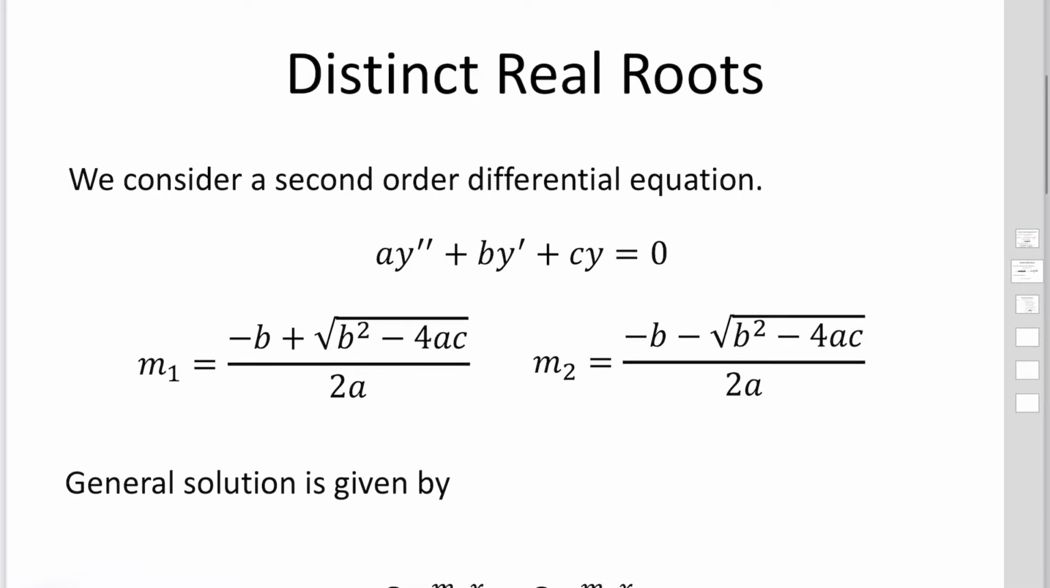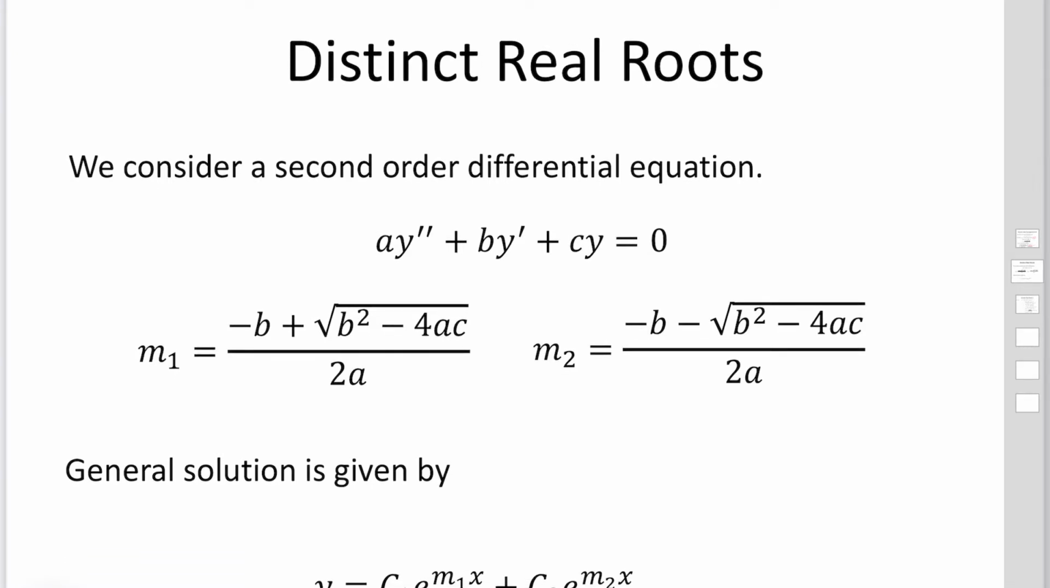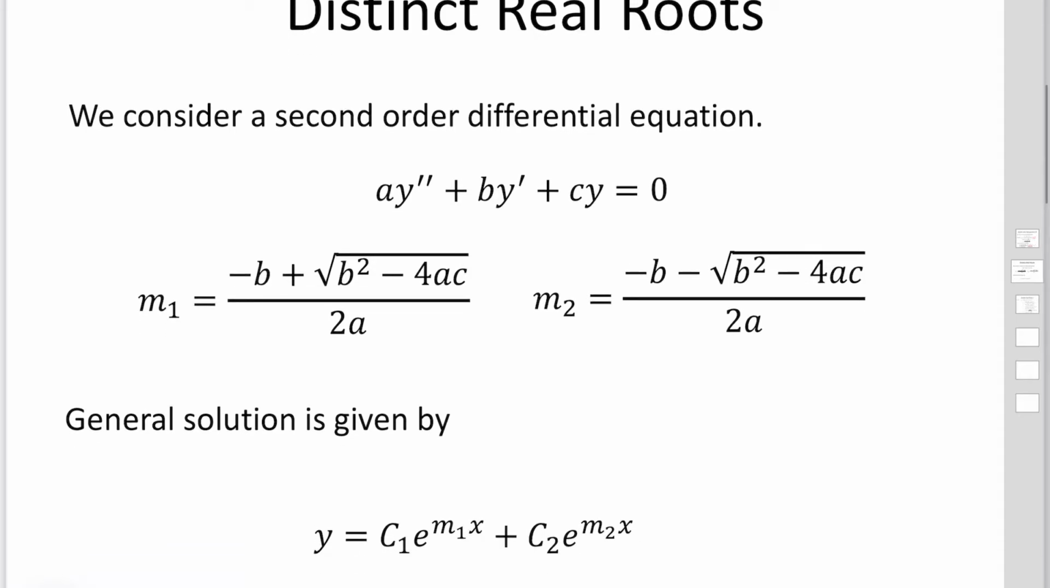So we consider the distinct real root, the first case. We have two solutions. The first one, m sub 1, is minus b plus the square root of b squared minus 4ac, over 2a. m sub 2 takes a negative sign, so minus b minus the square root of b squared minus 4ac, over 2a.